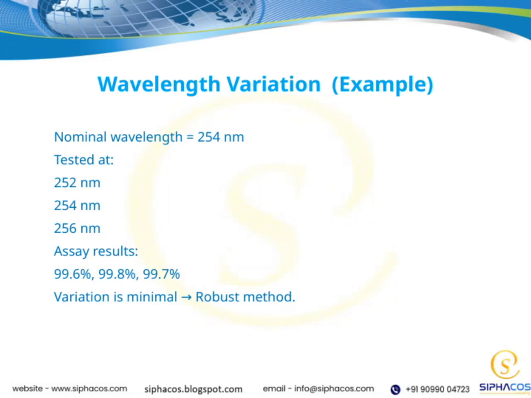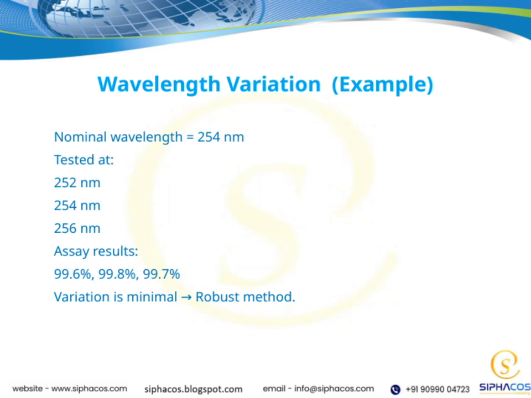Let's take a look at the wavelength variation example. The nominal wavelength we're working with is 254 nanometers. To test the robustness of the method, we checked a few different wavelengths close to this, specifically 252 nm, 254 nm, and 256 nm. Now, if we look at the assay results, they came out very consistently: 99.6%, 99.8%, and 99.7%. This consistency across these slightly different wavelengths indicates that the method performs reliably, even if there's a small shift in the wavelength.